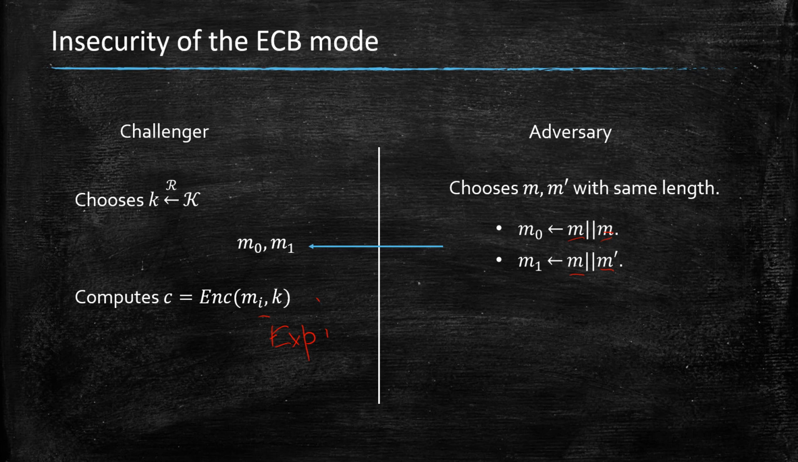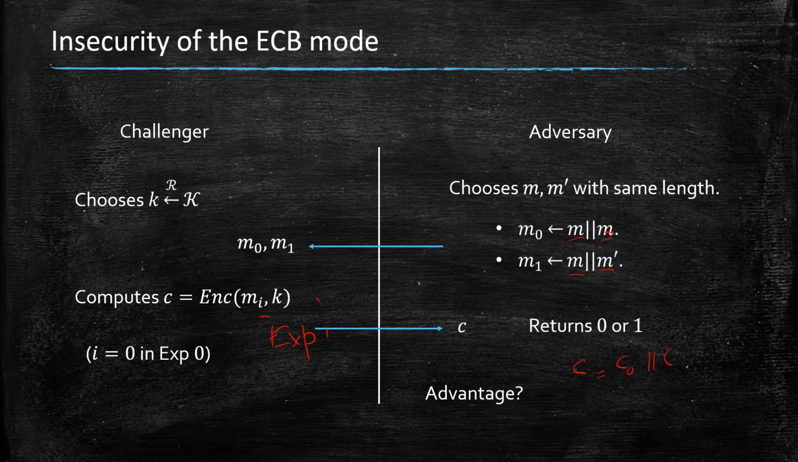Okay, so in experiment 0, they always encrypt M0, and in experiment 1, they always encrypt M1. They send them back, and then the adversary decides. So basically, if the ciphertext looks like C0 concatenated with C0, then you know it came from the encryption of M0. But if the ciphertext looks more like C0 concatenated with C1, then it must be the encryption of M1. So the advantage will be won in that security game with an adversary deciding that way.